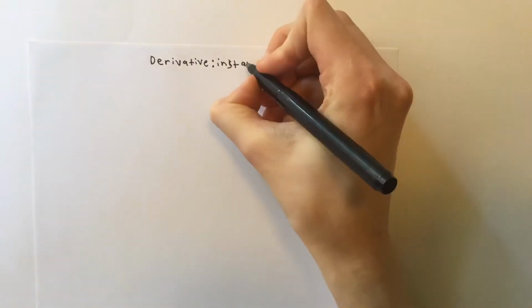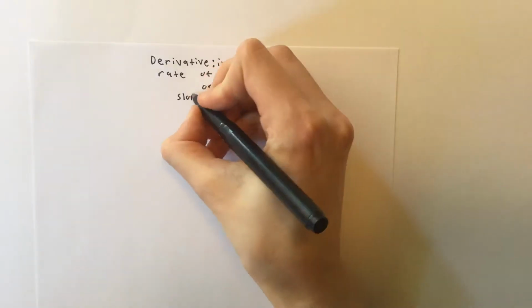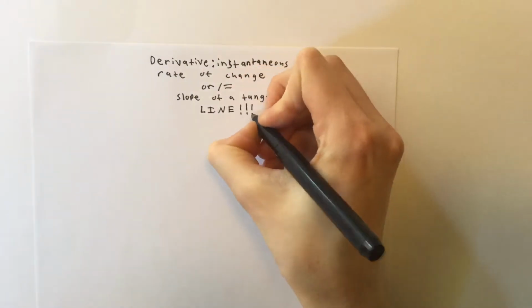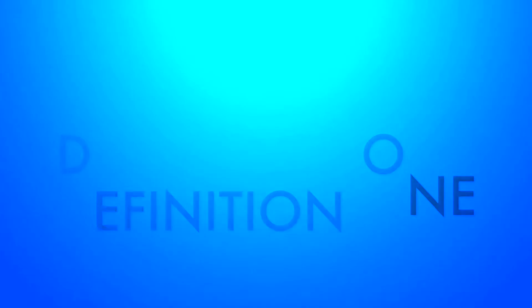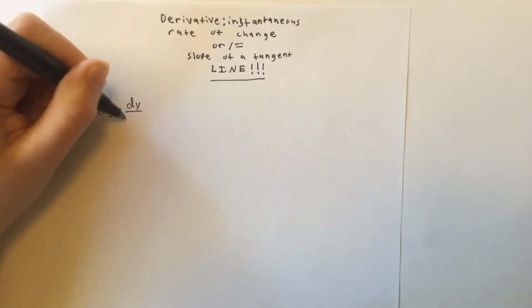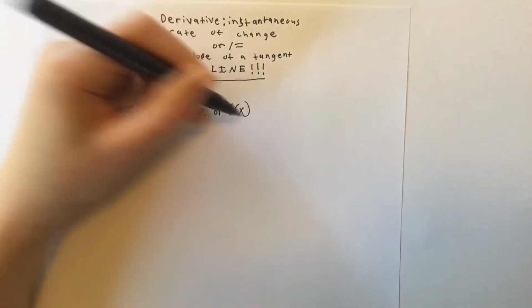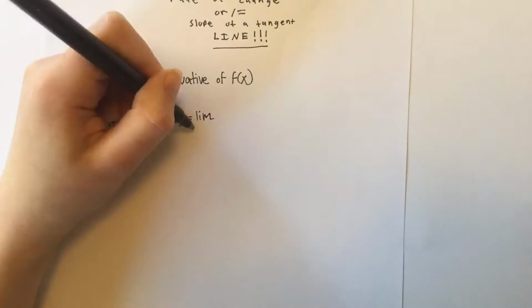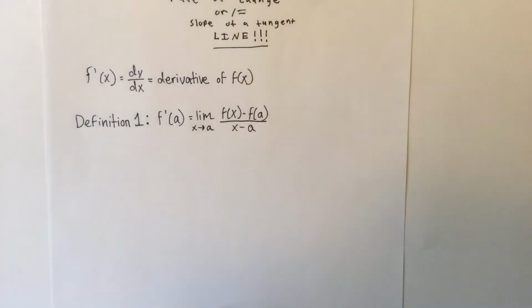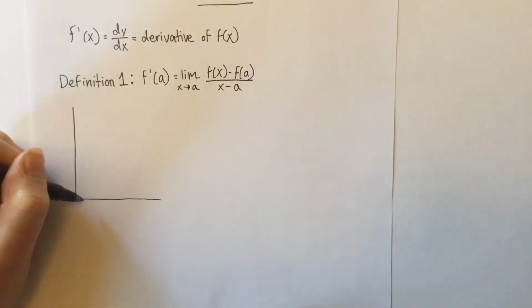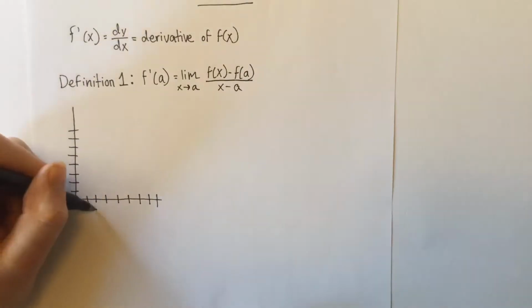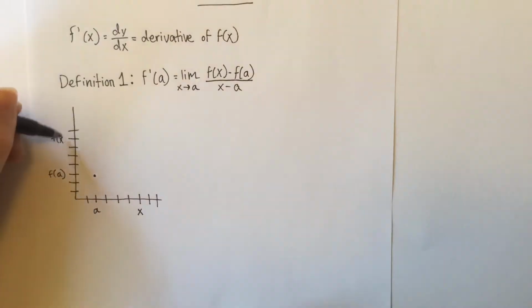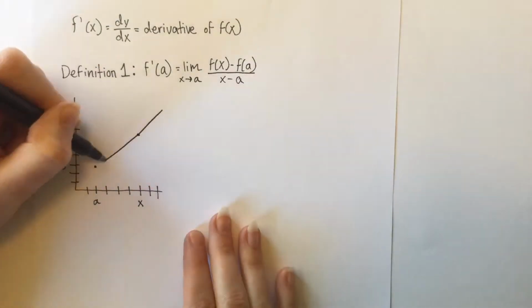Derivatives, which are the instantaneous rate of change or the slope of a tangent line. F prime of x is the same thing as dy dx, which is the same thing as the derivative of f of x. The first definition of a derivative is f prime of a equals the limit as x goes to a of f of x minus f of a over x minus a.